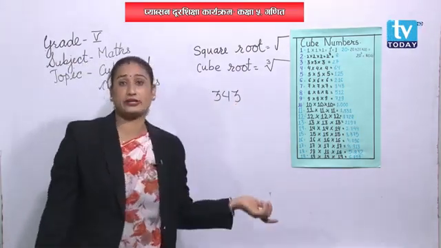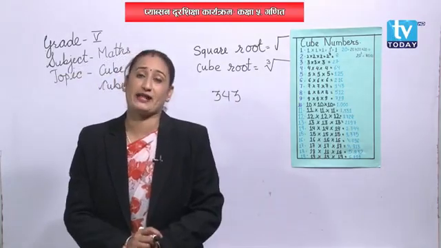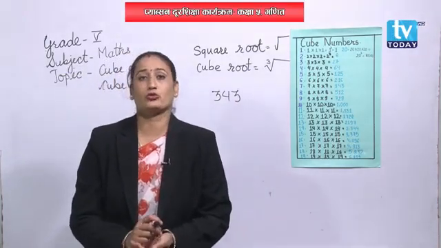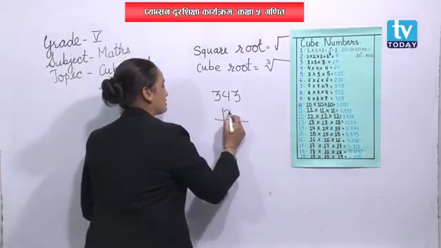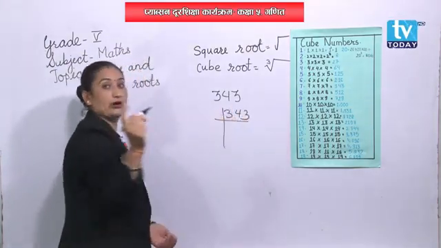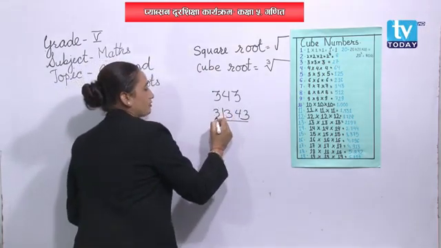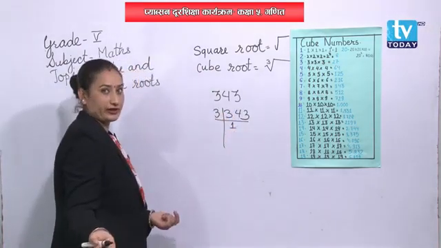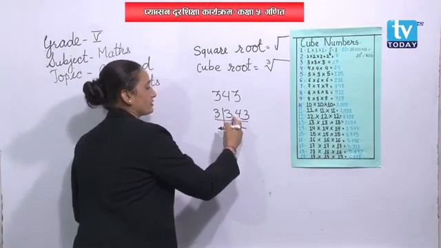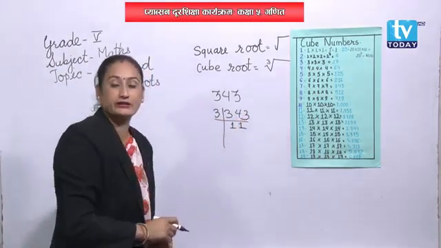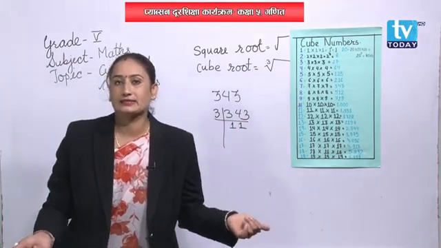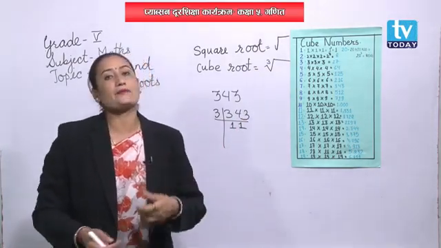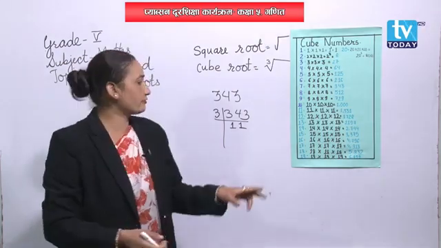Last digit is 3. Let's try with the 3 once. Whether it will go or not, let's check it out. If I divide it by 3, what will happen? 3 times 1 is 3. 3 times again 1 is 3 and 13. Can we divide 13 by 3? No. So it's not correct, right? So we have to go for the next digit, that is 5.